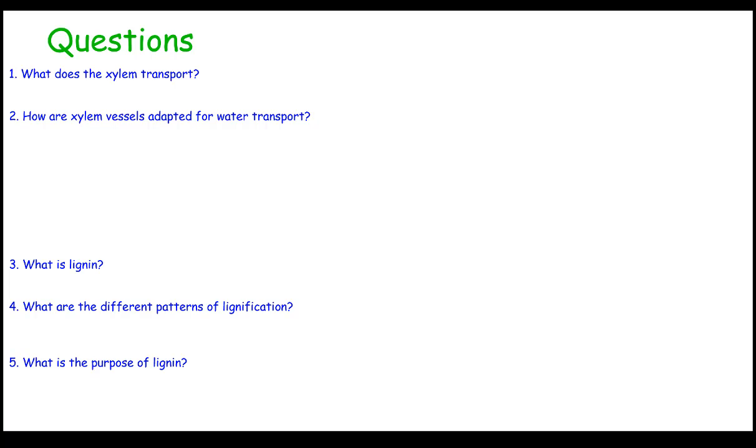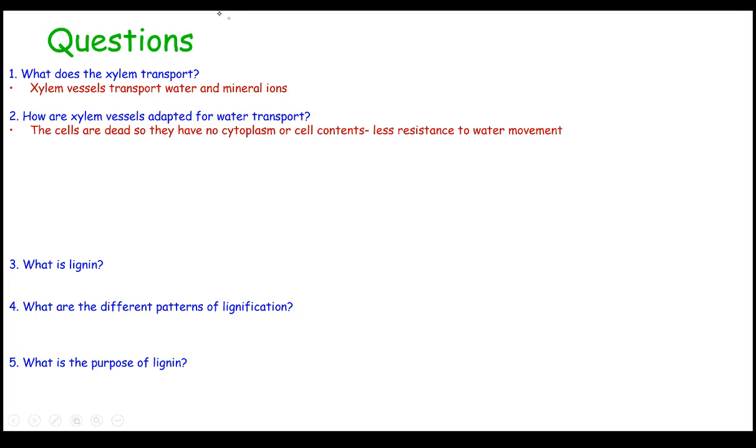Now, this is a few typical questions related to the xylem. So firstly, what does the xylem transport? It transports water and mineral ions. Now, I should actually add as well there that it's from the roots up the stem to the leaves. How are xylem vessels adapted for water transport?